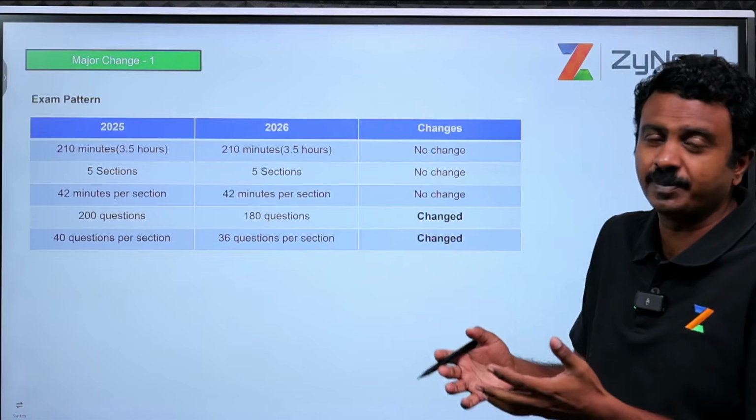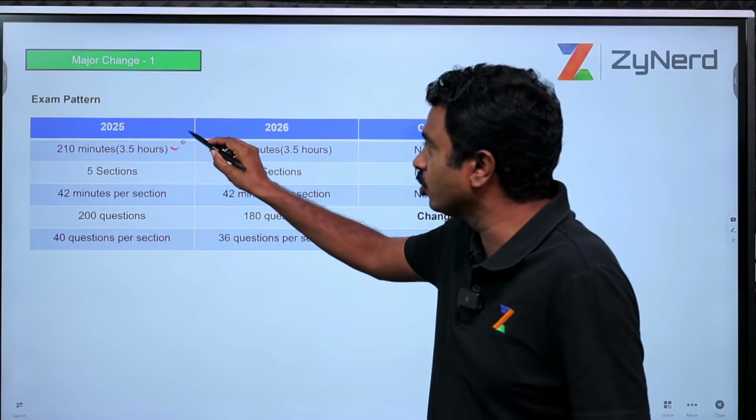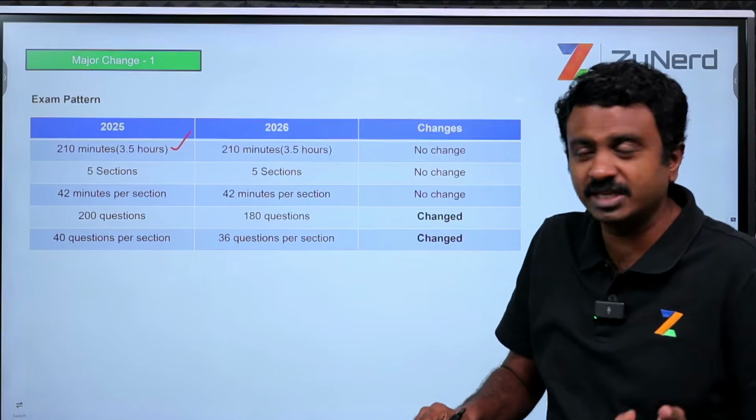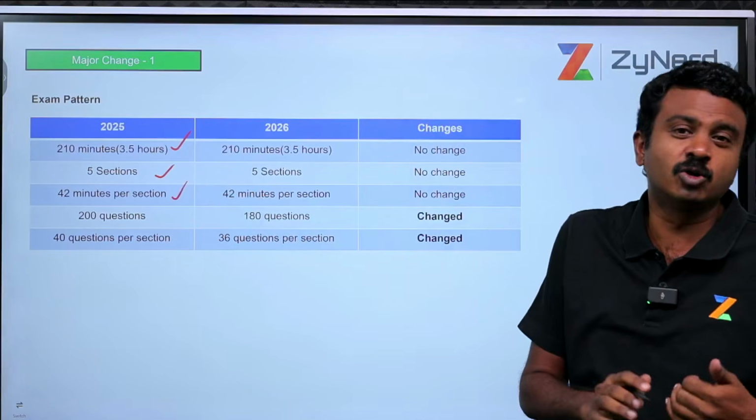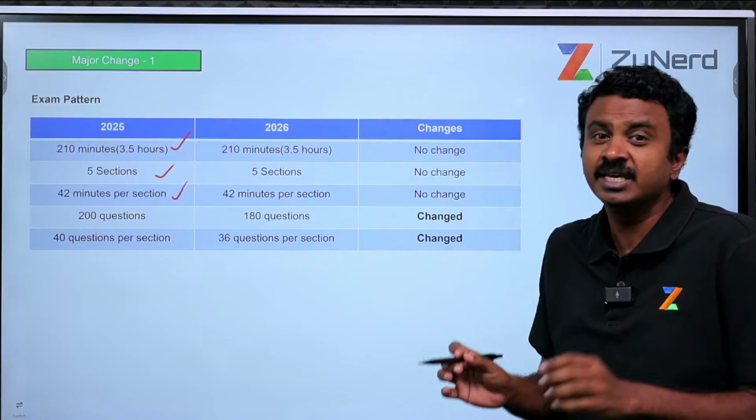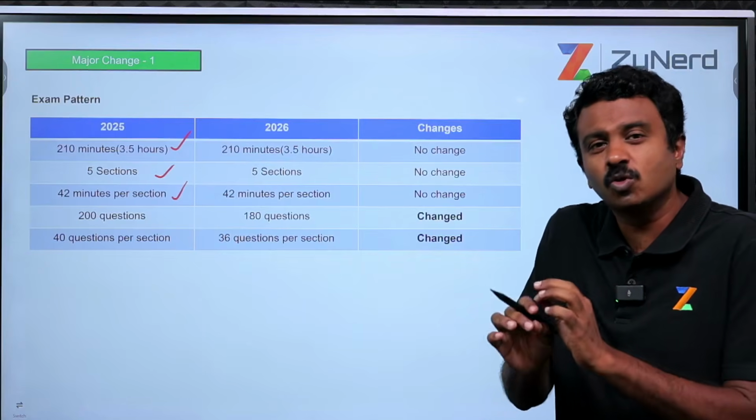Right now, the first major change is the exam pattern. Obviously, this has to do with the preparation. The same time, 210 minutes or 3.5 hours, no change in that. 5 sections, no change in that. 42 minutes per section, no change in that. There will be section A, B, C, D, E, each timed at 42 minutes. There is no change in that at all.